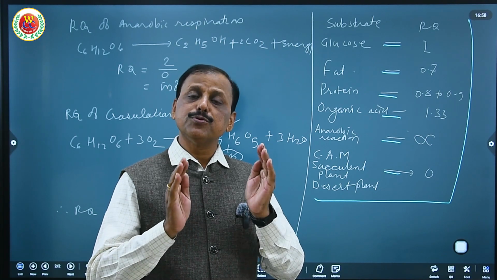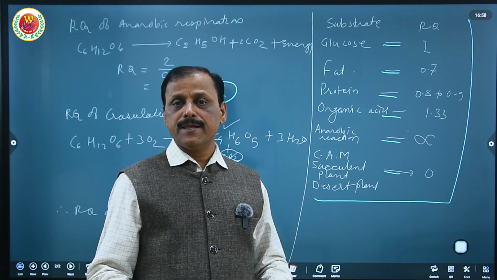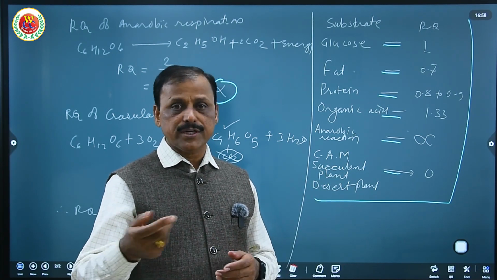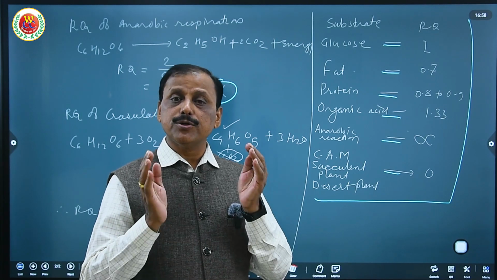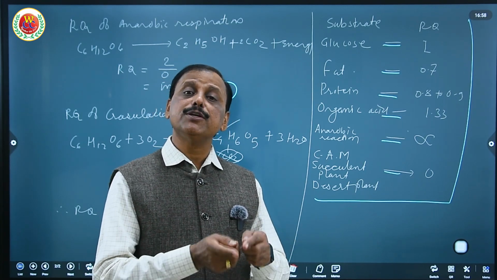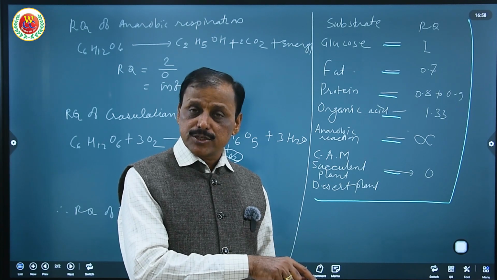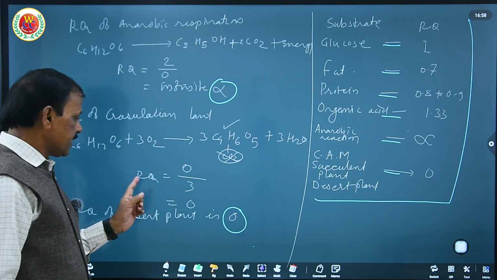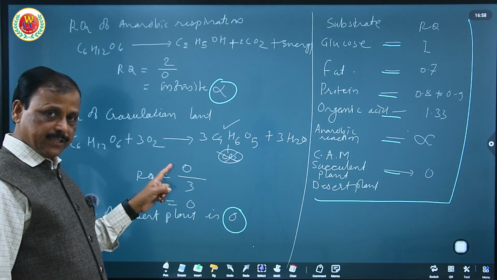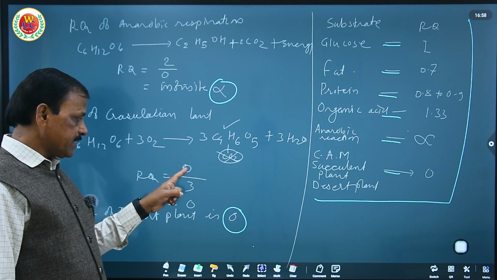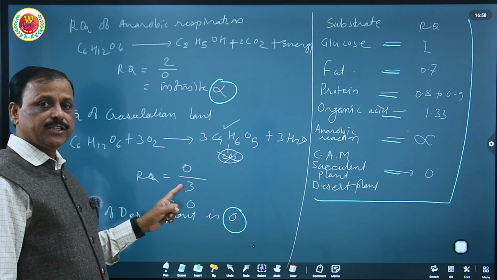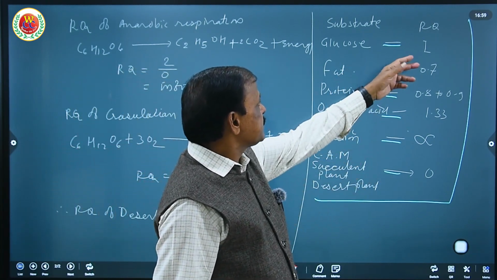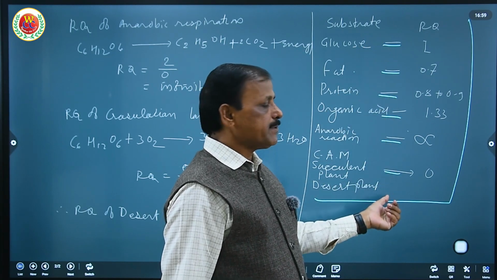The carbon dioxide produced during respiration in desert plants is utilized for photosynthesis during daytime, because stomata are closed and they cannot take carbon dioxide from outside. So whatever carbon dioxide is produced during respiration is used for photosynthesis in crassulacean, succulent, desert plants, therefore they do not release carbon dioxide. Hence carbon dioxide released is 0 divided by oxygen used, therefore it comes to 0. I hope you understood the respiratory quotient, how to calculate it and what the respiratory quotients are.